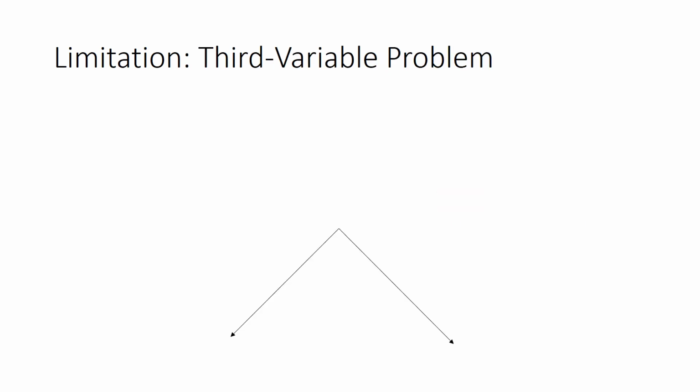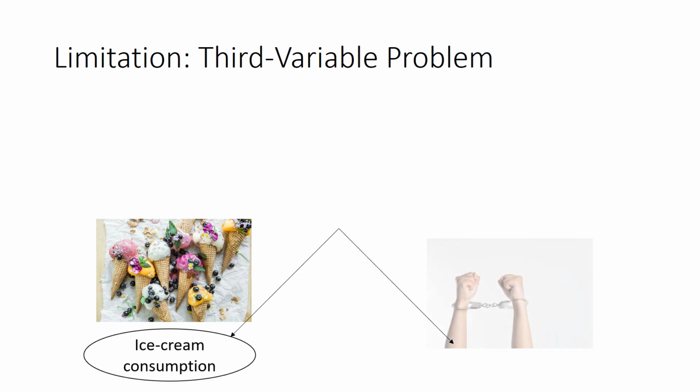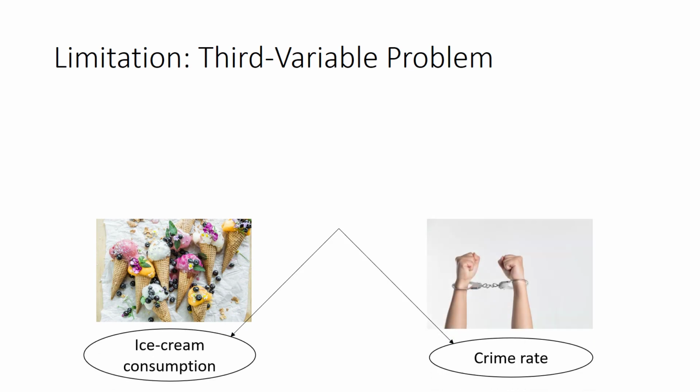Another limitation of the correlation analysis is the third variable problem. For example, let's imagine that we found a positive correlation between ice cream consumption and the crime rate. However, there is no scientific evidence that the more ice cream people eat, the more aggressive they become. So why do these variables seem to be related when they aren't really?